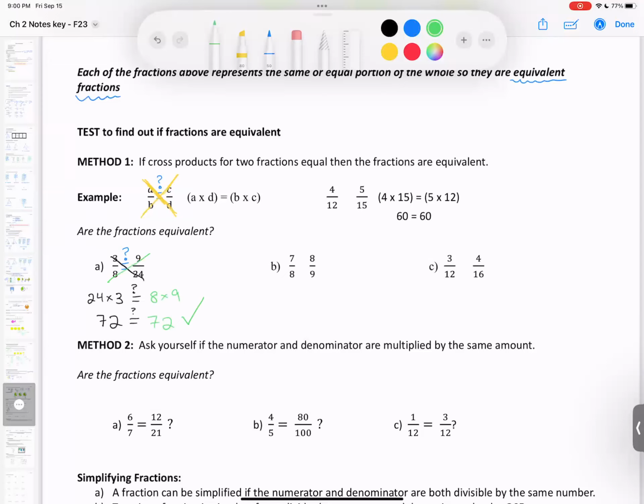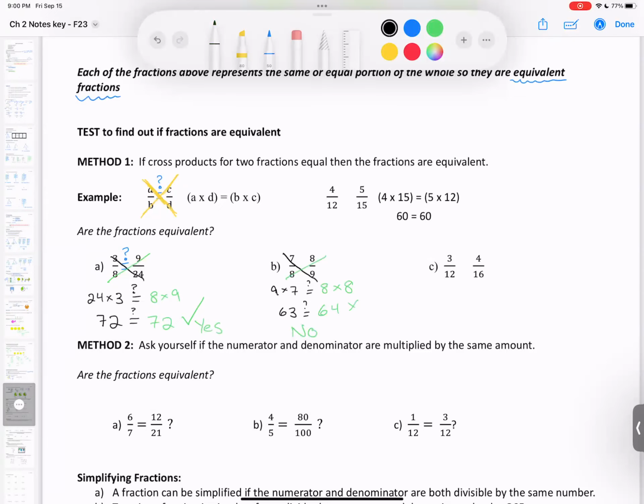Let's do the next one. So we're going to ask ourselves this time, does 9 times 7 equal 8 times 8? And so 9 times 7 gives us 63, and 8 times 8 gives us 64. So no, not equivalent. This one here is yes. All right, go ahead and pause the video and try that next one.